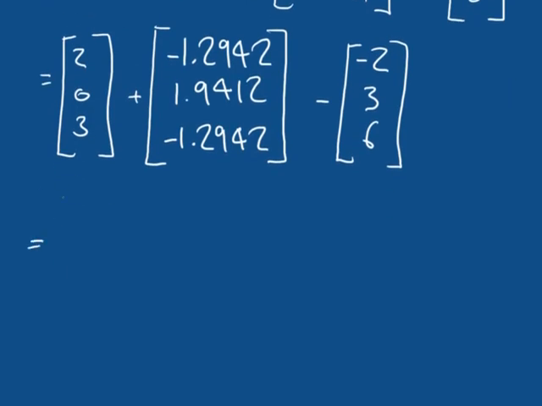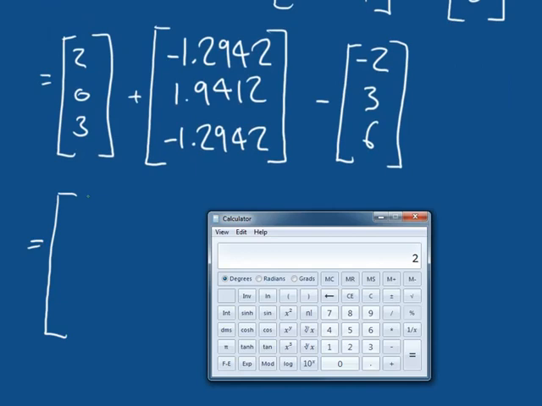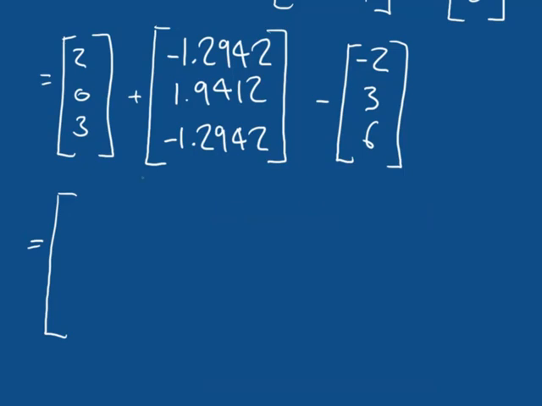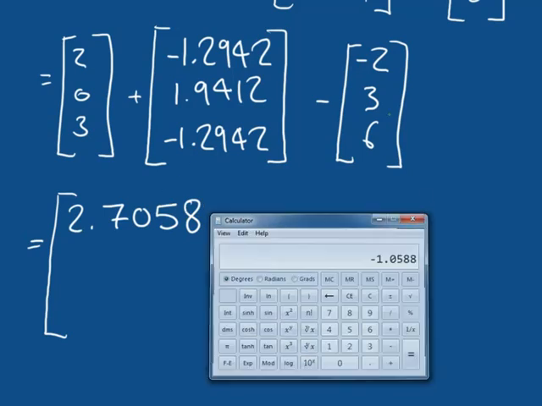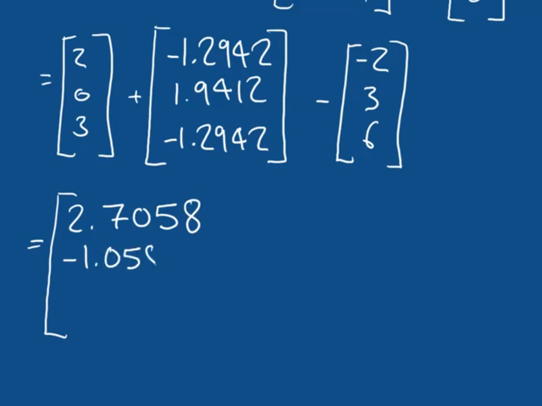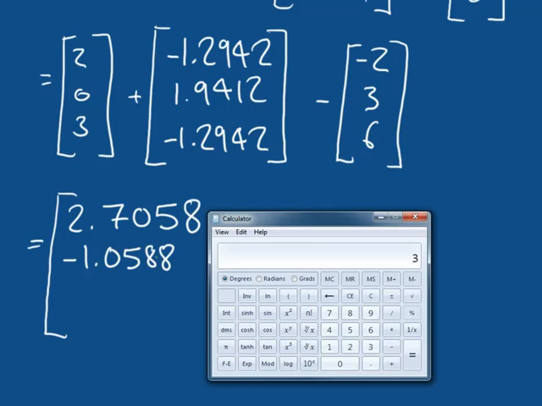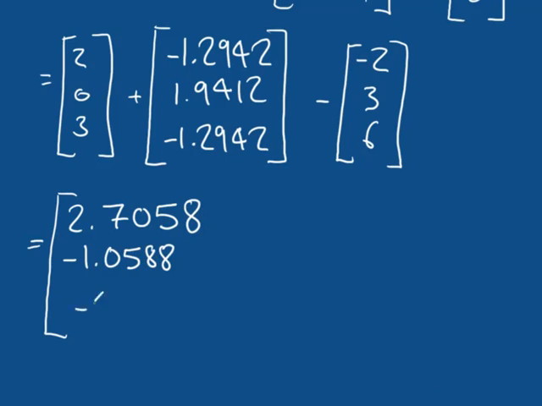So this just needs evaluating now. For the first component, 2 minus 1.2942 minus minus 2, so plus 2, is equal to 2.7058. Our second component is equal to 0 plus 1.9412 minus 3, which is equal to minus 1.0588. And our third component is 3 minus 1.2942 minus 6, which is equal to minus 4.2942. This is our vector v.